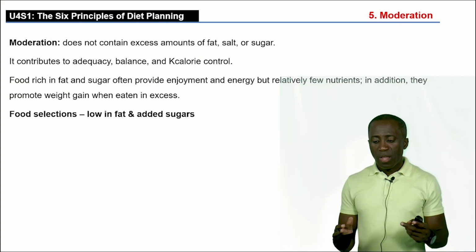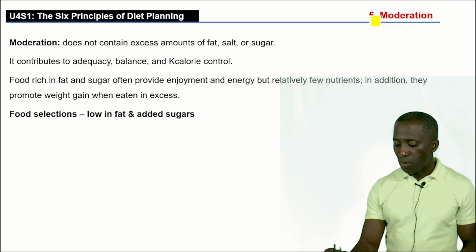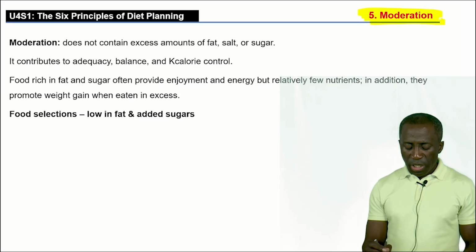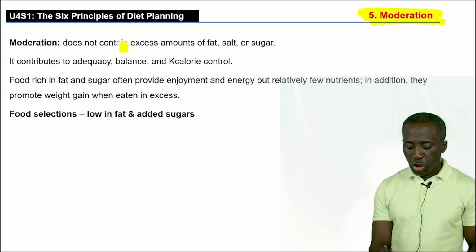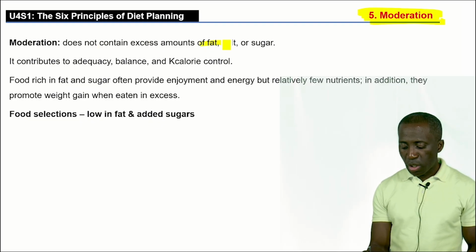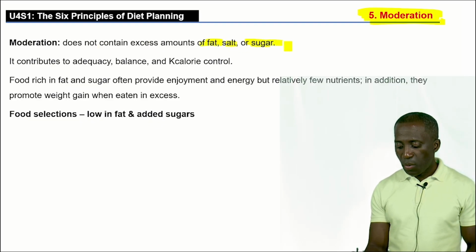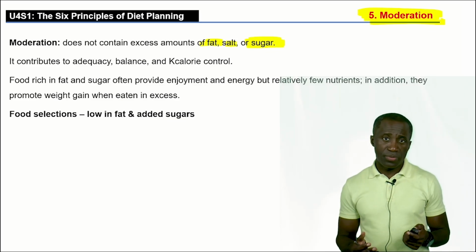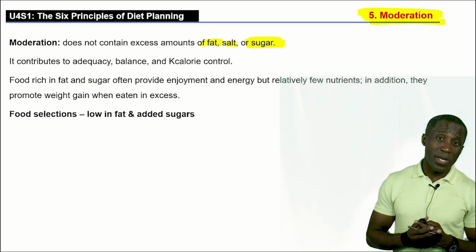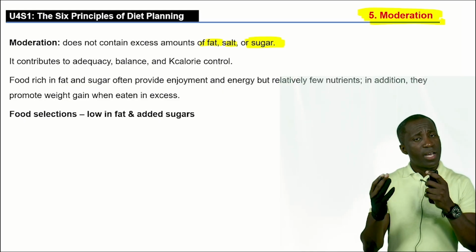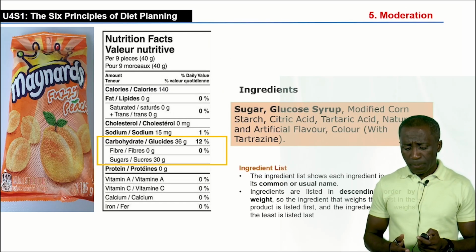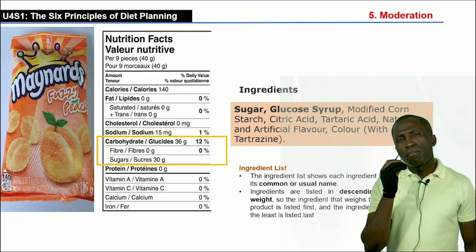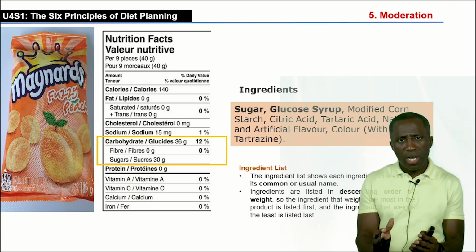Let's look at principle number 5 now, moderation. That's what I mentioned earlier. Moderation here means that I should not eat food that has too much fat, salt, and very important, sugar. Remember, I mentioned that example before on unit number 3 when we investigated how to read a nutrition facts label. Let's look at this one. You remember those candies. What principle did I teach you regarding this one?